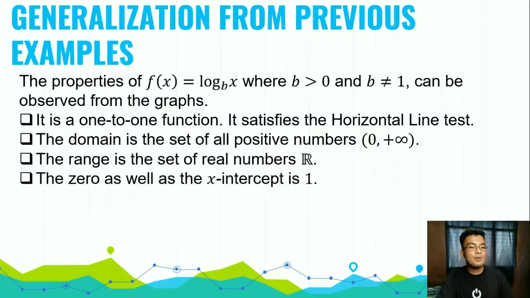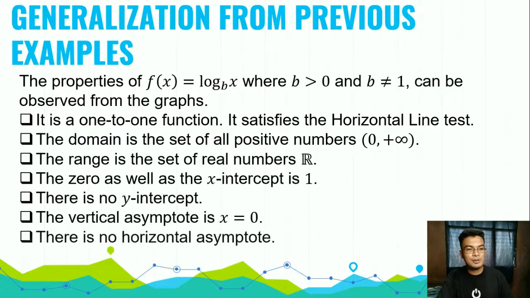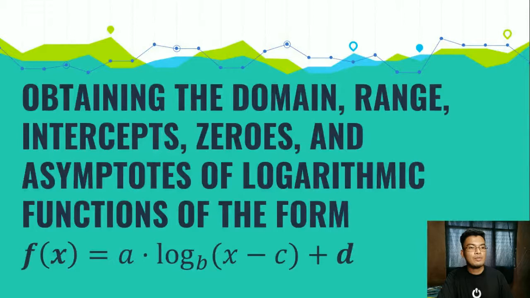The 0 as well as the x-intercept is equivalent to 1. And then, wala siyang y-intercept. The vertical asymptote is x is equal to 0. And then, there is no horizontal asymptote. So, those are the properties of a logarithmic function if the given is f of x is equal to log base b of x.